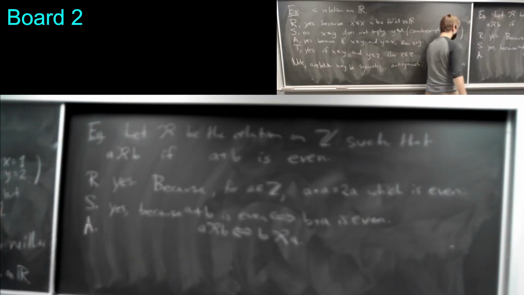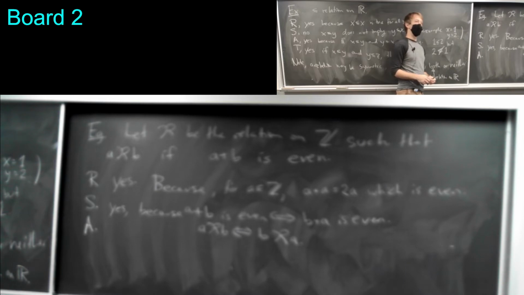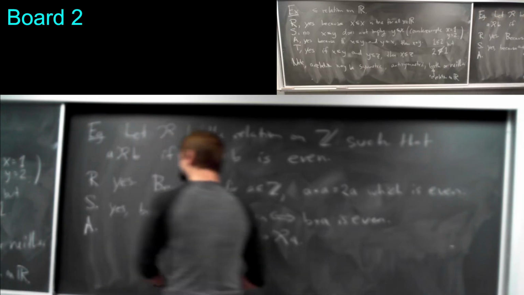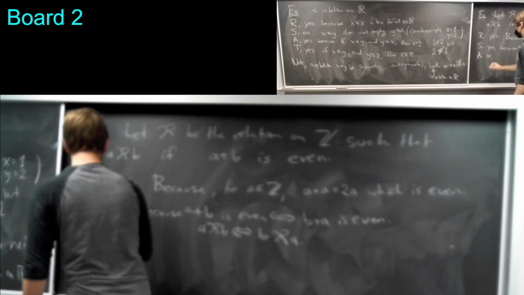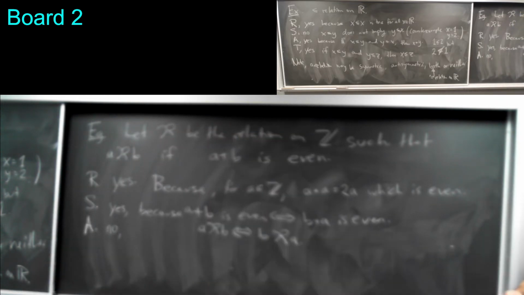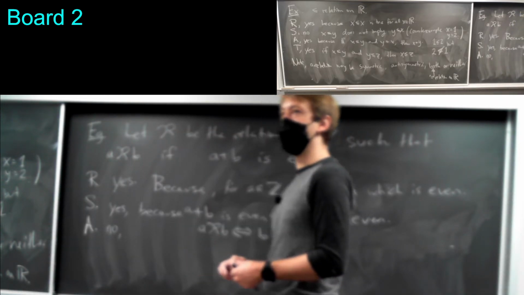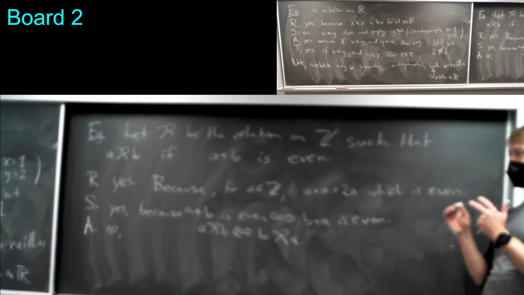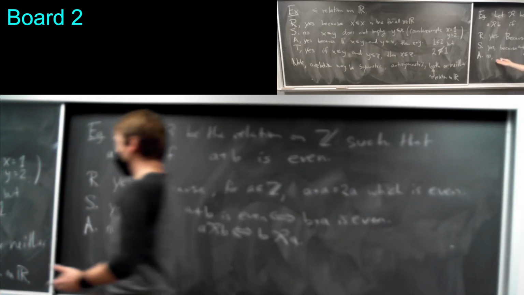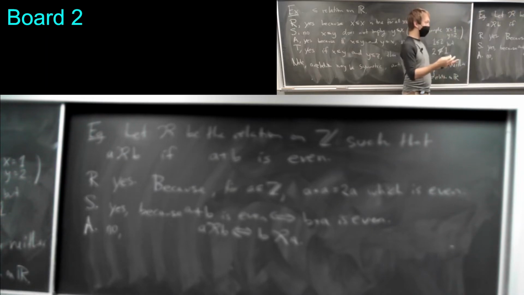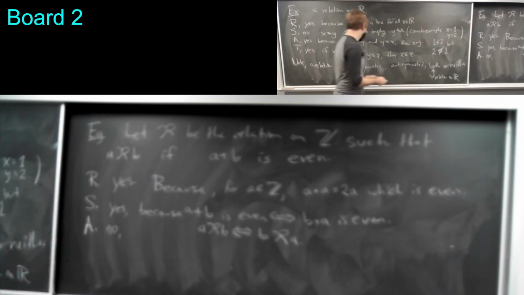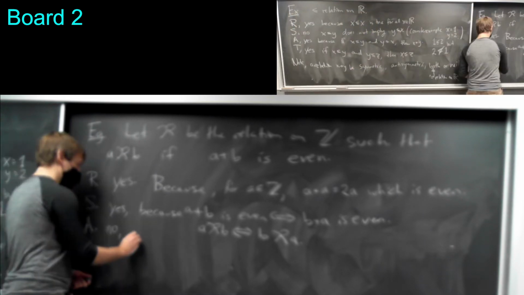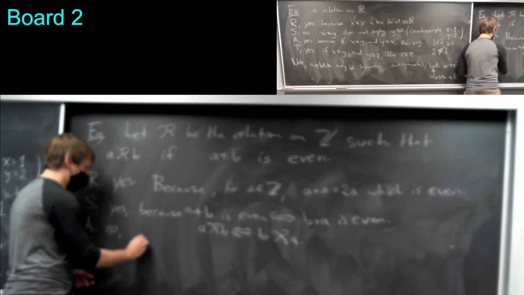Anti-symmetric. Maybe let's vote on 3. 1, 2, 3. Ooh, nobody thinks it's anti-symmetric. Good. How would I show this is not anti-symmetric, though? Yeah, exactly. 2 and 4 will work. Right, so you want to give a counterexample. To show that something doesn't have a property, you've got to give a counterexample. So to show that the answer is no, we want an example.